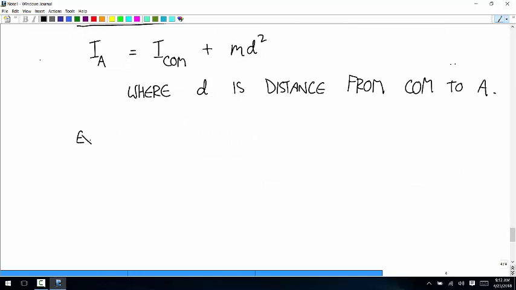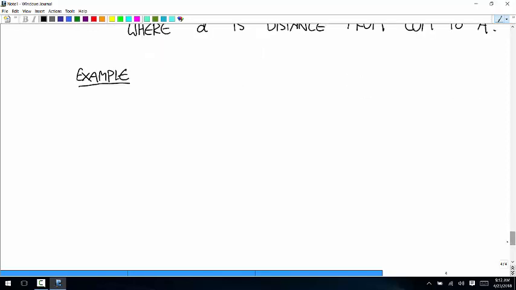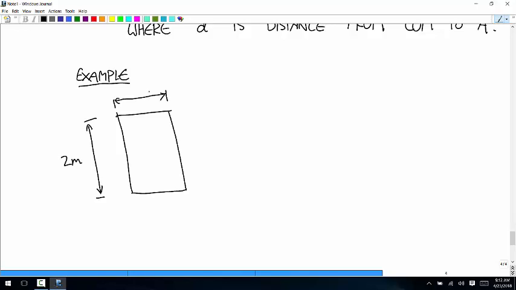So let me do an example. Let's say we have a rectangle with a length of 2 meters and a width of 1 meter and a mass of 5 kilograms. And let's say that A is here. What's the mass moment of inertia about A?